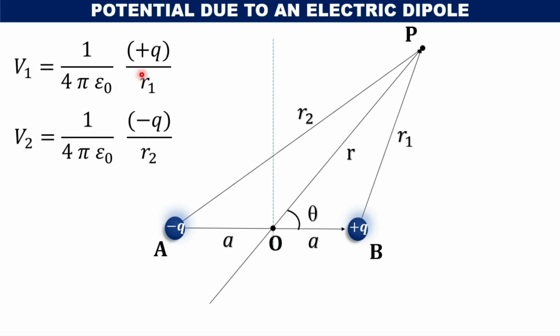One is R1, the other is R2, which should be expressed in the quantities which are already known to us.